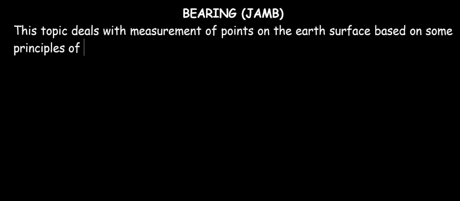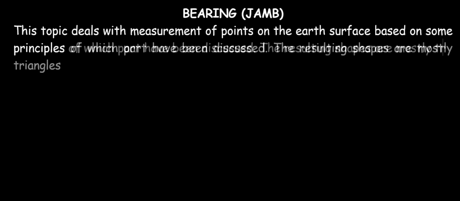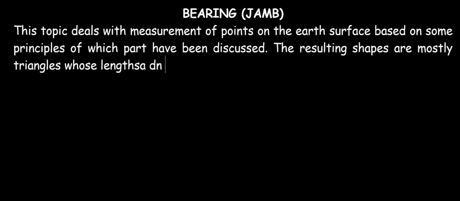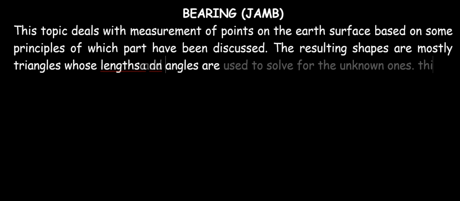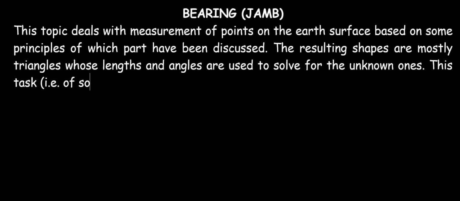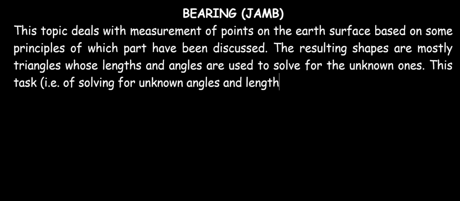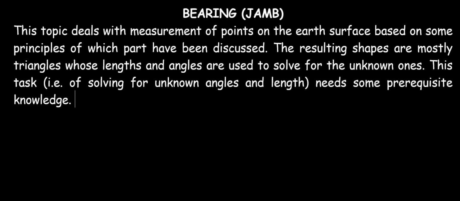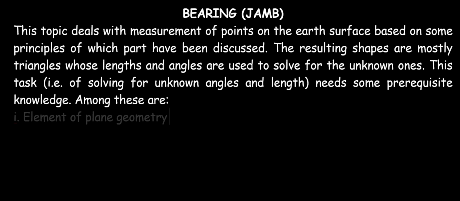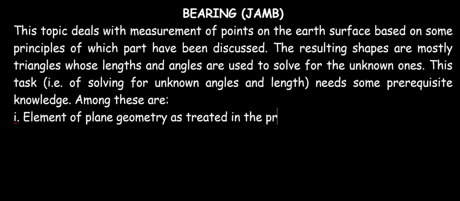We are treating the topic bearing based on the JAMB syllabus. The topic bearing deals with the measurement of points on the Earth's surface based on some principles, of which part have been discussed earlier. The resulting shapes are mostly triangles, whose lengths and angles are used to solve for the unknown ones. That is, solving for the unknown angles and lengths needs some prerequisite knowledge. Among these are elements of geometry, types of triangles, and ways of finding their unknown angles and length.